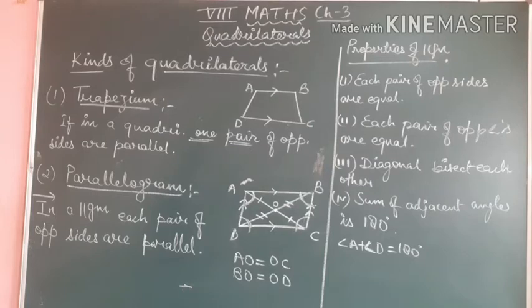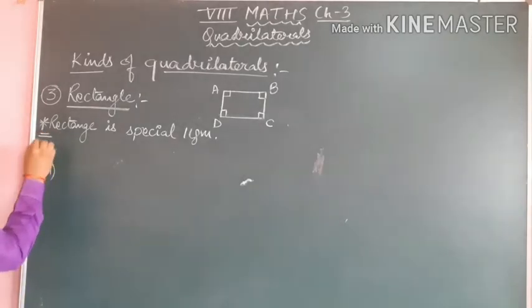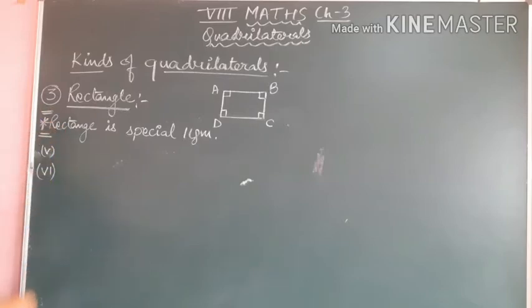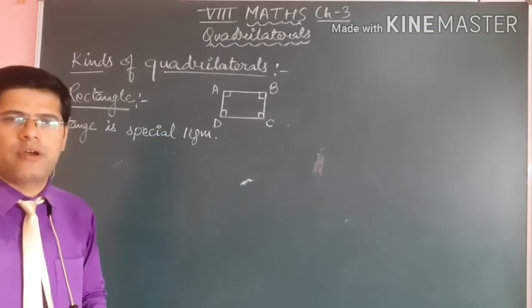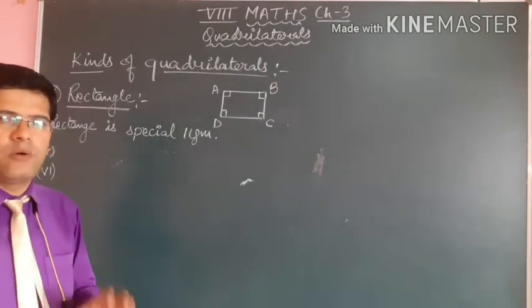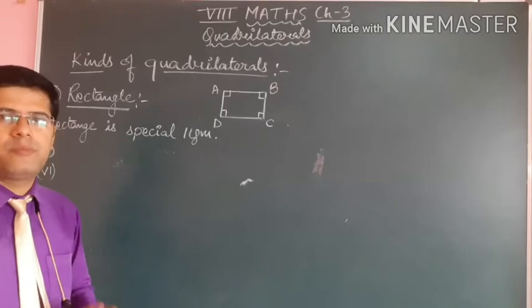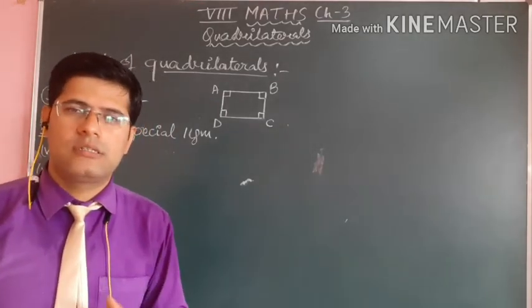Okay students, now we move to the third kind of quadrilateral, that one is the rectangle. And firstly I have to make a special note. A rectangle is a special parallelogram. If we talk about a rectangle, every rectangle also resembles a parallelogram. It means all the properties, all the 4 or 5 properties of a parallelogram also stay with the rectangle.